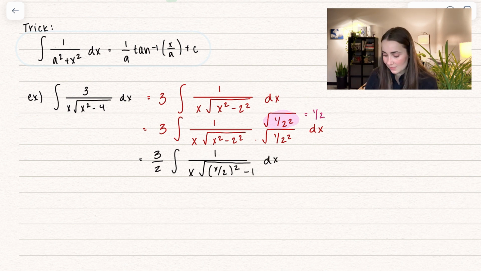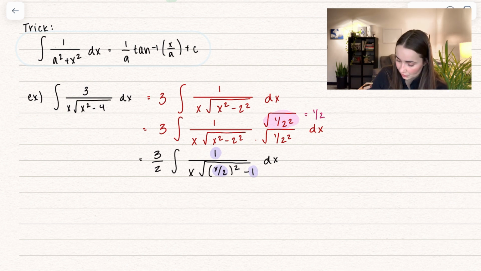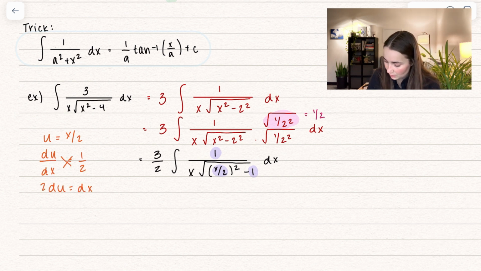So now that we have that this value is a 1 and this value is a 1, we're happy to go ahead and use u substitution in order to make this right here more along the lines of what we want to take the antiderivative of. So we're going to go ahead and set u equal to x divided by 2, and we're going to differentiate. So let's go ahead and fill in what we know. So that 3/2 stays the same. That x stays the same in the denominator. We haven't done anything to it yet.